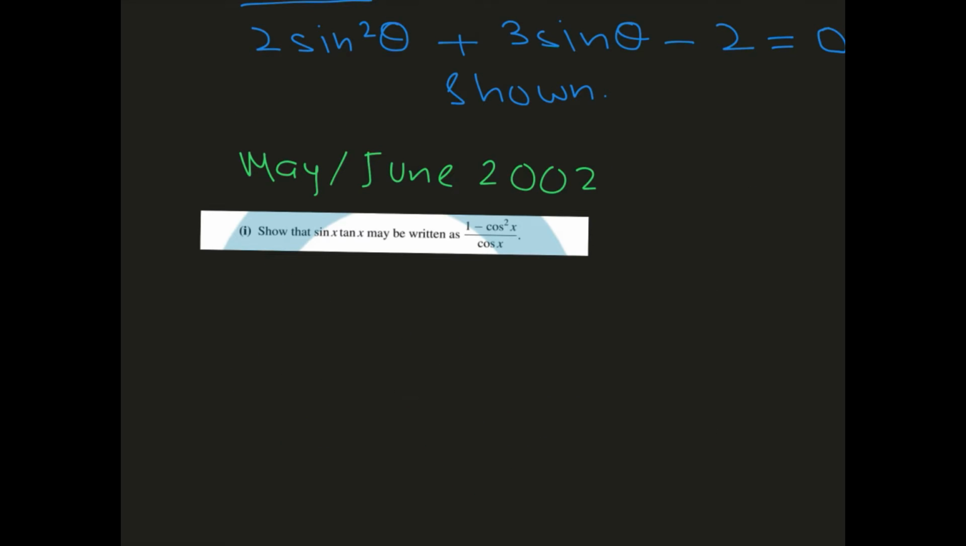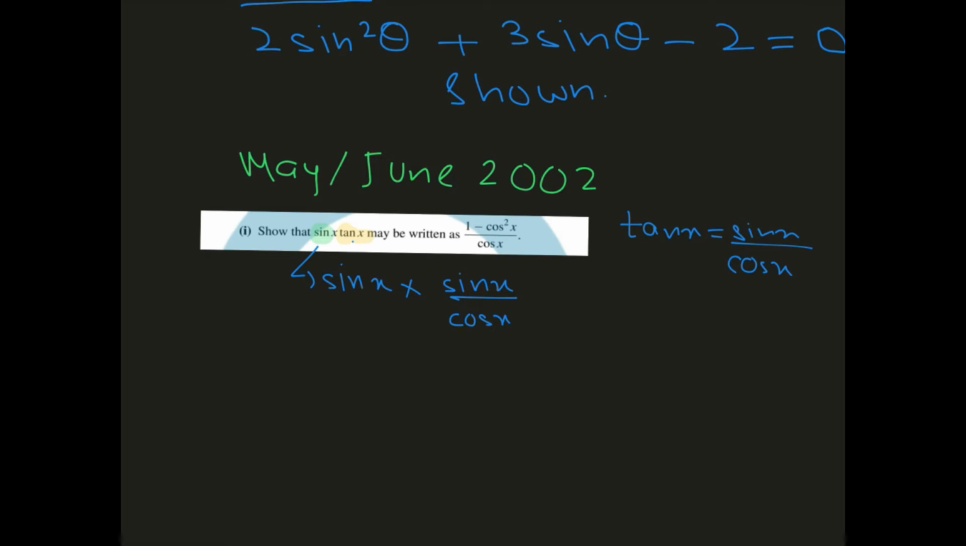Okay, so our second question is from May-June 2002, and it says that we have to show sin x into tan x can be written as 1 minus cos square x over cos x, right? So the same thing goes for this. We cannot directly express sin x as cos x, but we can express tan x in terms of cos x, and we will do that by using the first identity, which is tan x is equal to sin x over cos x, right? So we will just copy down the sin x over here, and instead of tan x over here, we will write sin x over cos x, right?